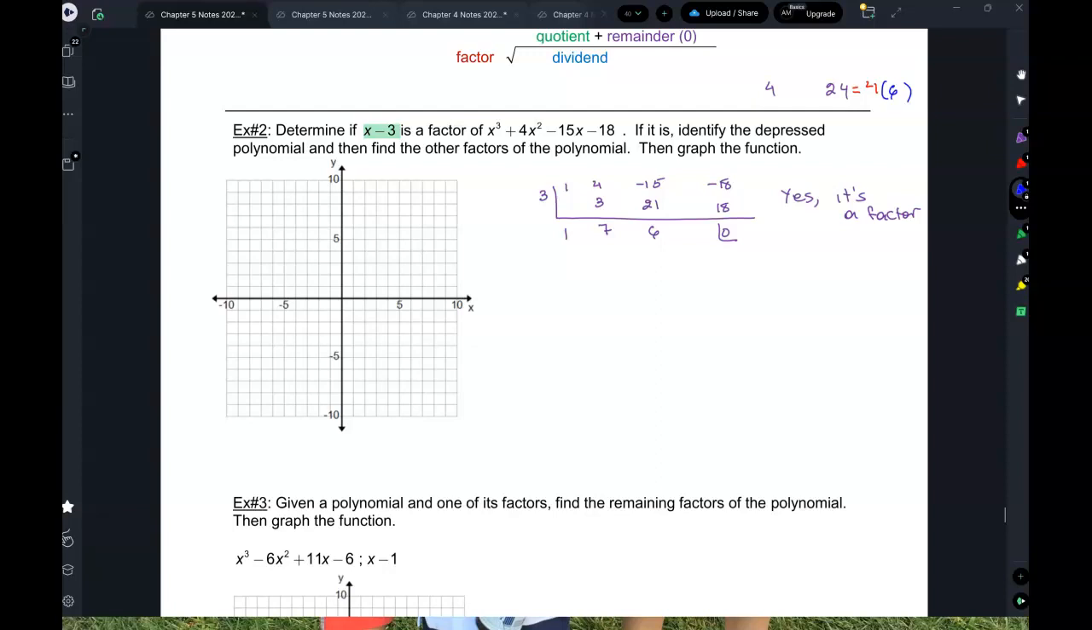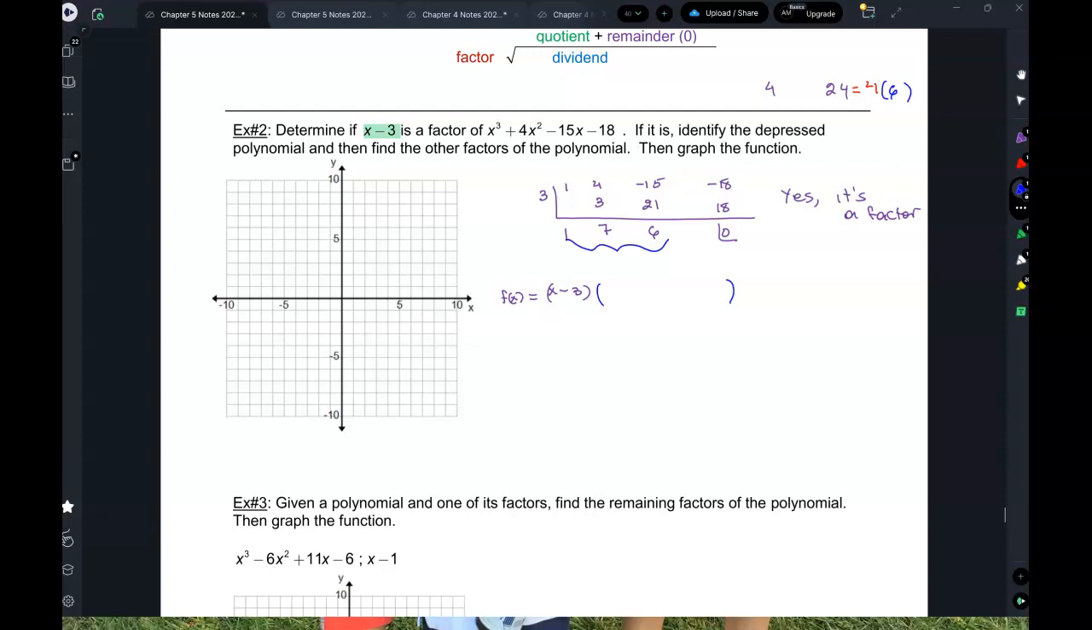Yes? So now, if this is a factor of that polynomial, that means I can say f of x is equal to x minus 3 times something else, right? If x minus 3 is a factor, that means x minus 3 times something else equals that f of x from before. Well, what is that something else? I get that from this. It's the depressed polynomial, right?